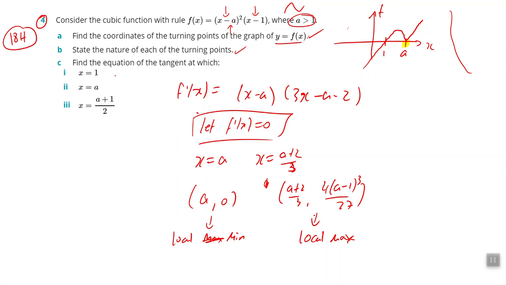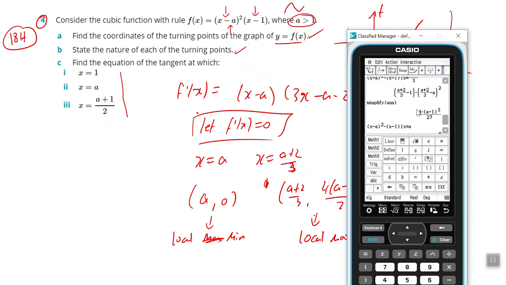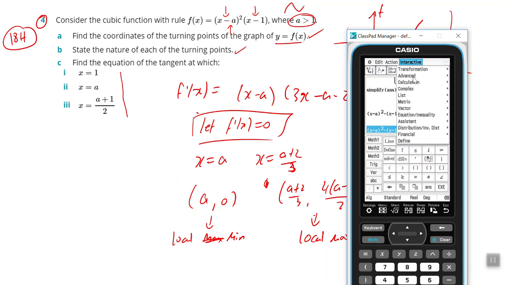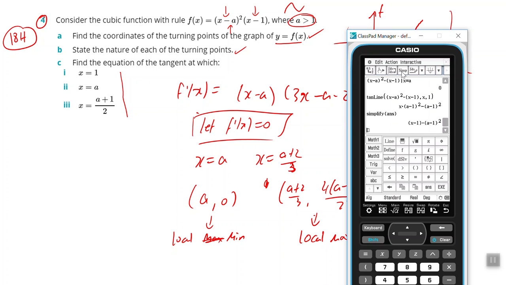Find the equation of the tangent at x equals 1, a, and (a + 2)/3. So we've done a, we've done b, we're just trying to find the tangent at these points. Tangent's pretty simple. All we need is the original and to sub in the points. This is the original equation. I want to find the tangent at these three points. So we go calculate, line, tan line, and we want the tangent at three different points, so one's at x equals 1. Done. Let's see if we can simplify it.